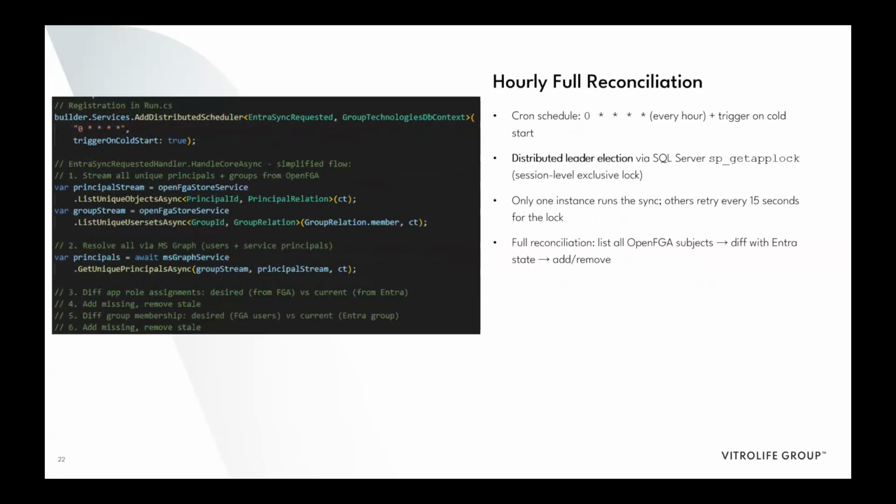And then we went with an hourly full reconciliation of everything. So we take the principals in OpenFGA, we take the groups, we figure out who all these users and service principals are, and we add them to the group and the role assignments.